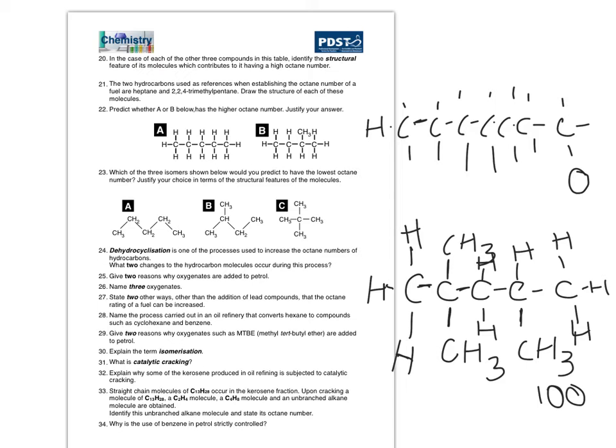Okay, 24. Dehydrocyclisation is one of the processes used to increase the octane number of hydrocarbons. 2 changes to the hydrocarbon molecules occur in this process. So in dehydrocyclisation, straight chain alkanes are converted into cycloalkanes, and those cycloalkanes are converted into aromatic compounds.